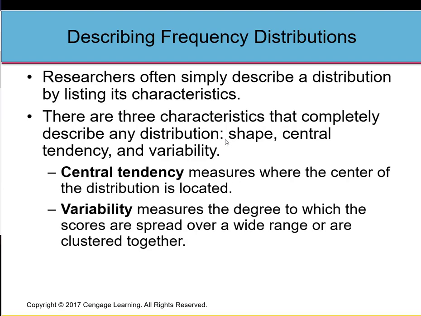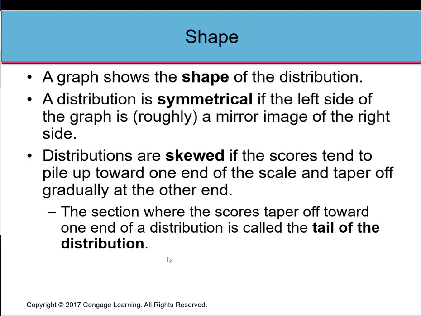So, describing frequency distributions. Researchers often simply describe a distribution by listing its characteristics, and there are three that we talk about: shape, central tendency, and variability. Right now we're talking about the shape, and the next chapter, which we'll cover today, we're going to talk about central tendency, and then the following chapter we'll talk about variability. Central tendency measures where the center of the distribution is located, the shape is what the distribution looks like, and variability measures the degree to which the scores are spread over a wide range or whether they're clustered close together.